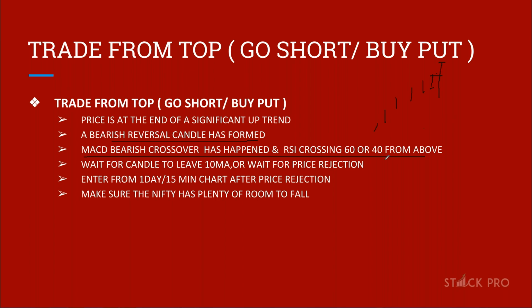That means what should MACD do? It should be basically like this. This is a bearish cross. The fast moving line should cut the slow moving line sharply from top to bottom, and then RSI should first come down from the top to 60 and then 60 to 40. That is what bearish RSI is.